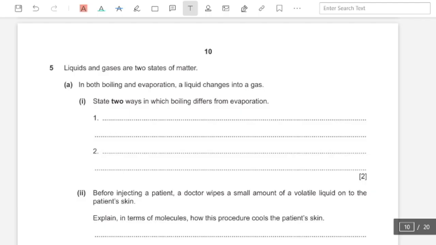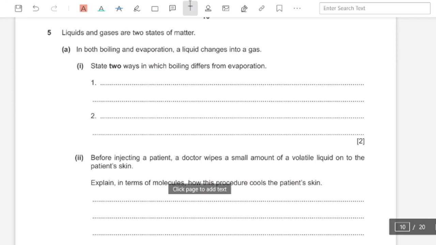Question number 5. Liquids and gases are two states of matter. A. In boiling and evaporation, a liquid changes into gas. 1. State two ways in which boiling differs from evaporation. So boiling takes place throughout the liquid. However, evaporation only takes place at the surface, and boiling does not have a cooling effect.